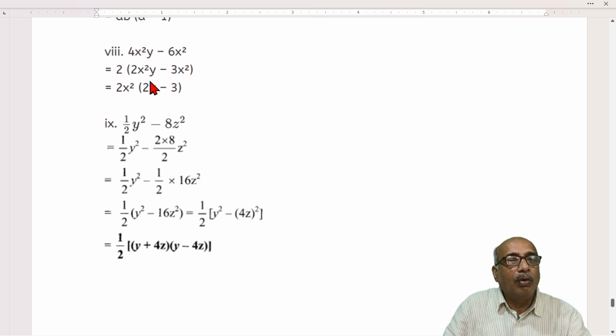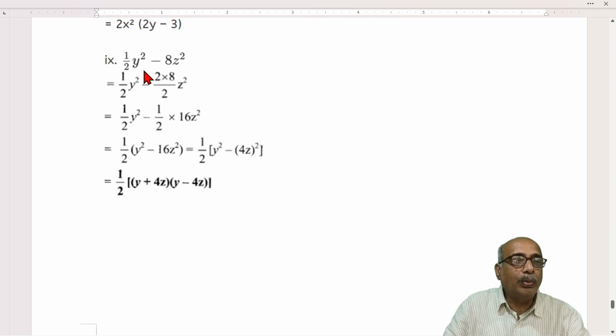Next, 4x square y minus 6x square. Which term will come out? 2. So 2 is coming out from 4 and from 6, 2 is coming out. So it is left 3. So 2x square y minus 3x square is left. Now x square is common here. For these two terms, we can take x square common. What is left in the bracket is 2y and 3 only. So 2x square common, 2y minus 3 is left in bracket.